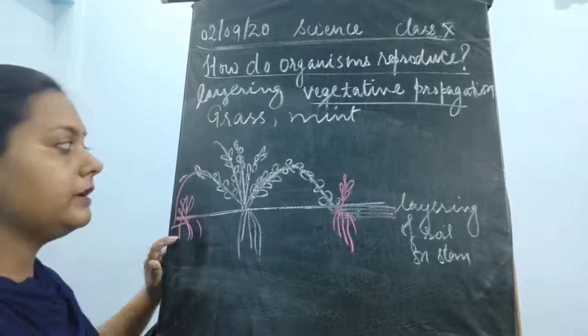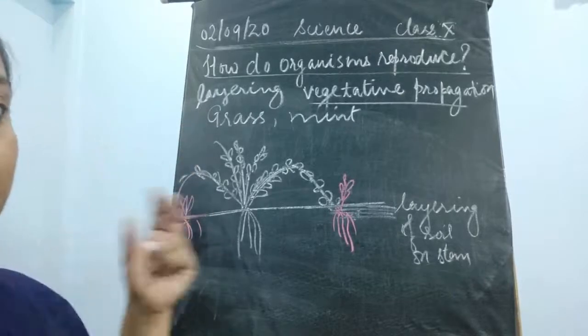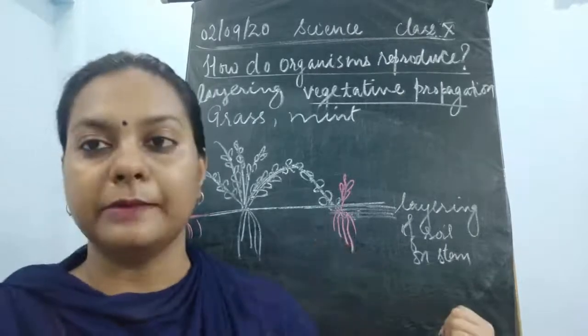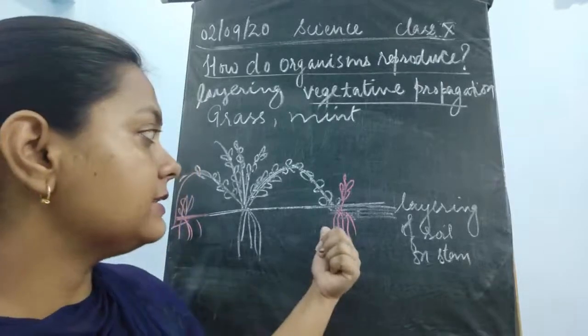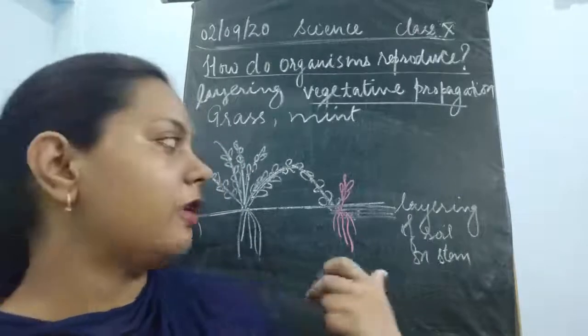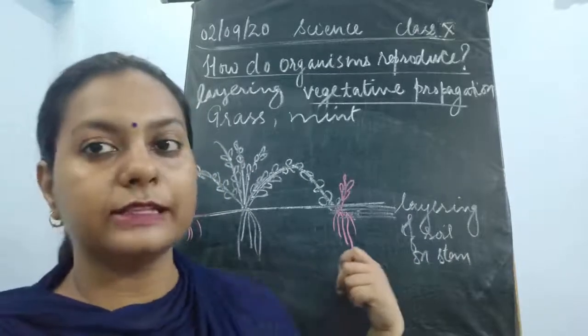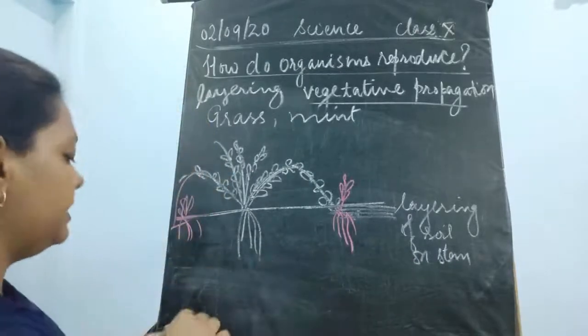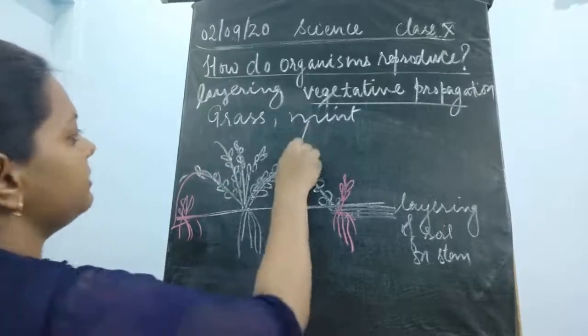Fine. Similarly, many branches are there, we could do it at different places. We could layer the stem at different places. Now as a result, at the same time the complete ground would be full of this particular plant. For example, I have taken this, it is a mint plant. This is a mint plant.